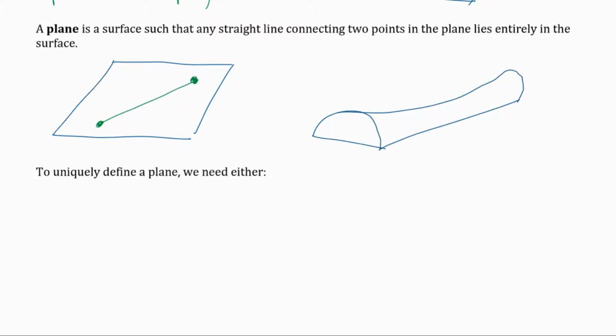Okay, so I have something that could be thought of as a piece of paper that's been bent and folded in space, okay? And I've got 2 points. And the line that connects them is not within that surface. It leaves the surface, and so that would not qualify as a plane.